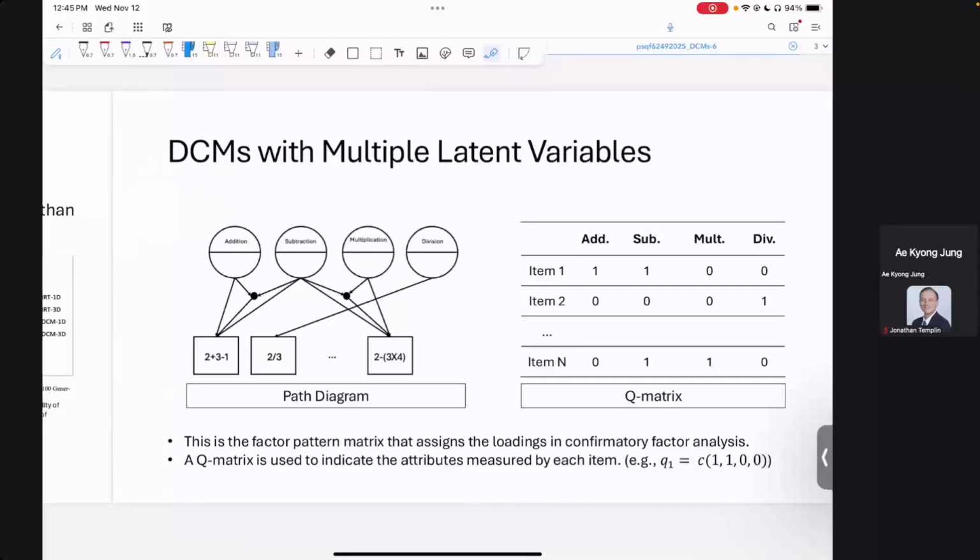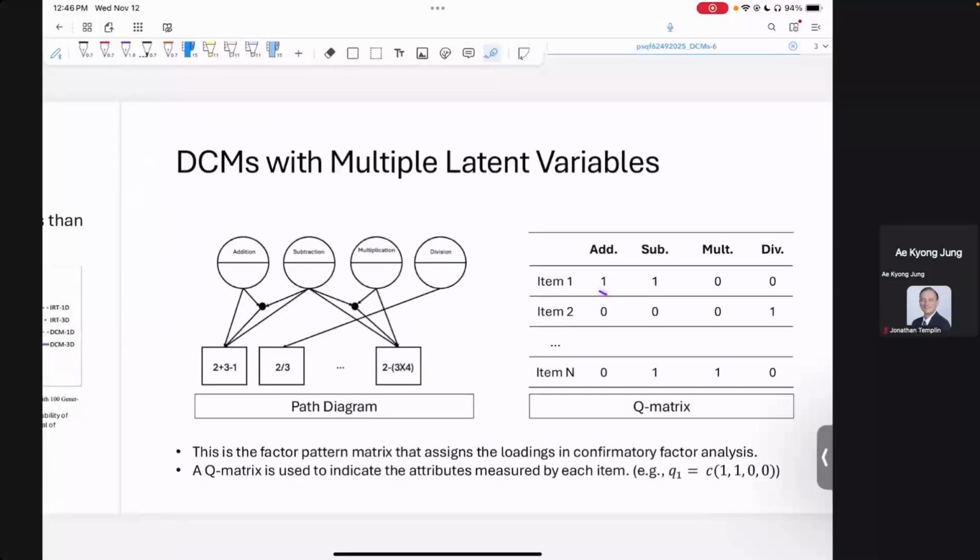This is the path diagram with multiple latent variables. This is the same as the previous slide, but the different thing is that 2 attributes interact with each other. And as you can see, there is a line inside the latent traits, so we can tell the latent traits are discrete. And this Q matrix also shows this path diagram in matrix form. So item number 1 is measuring addition and subtraction, but not multiplication and division. As you can see, there is a loading here, but there is no loading here.